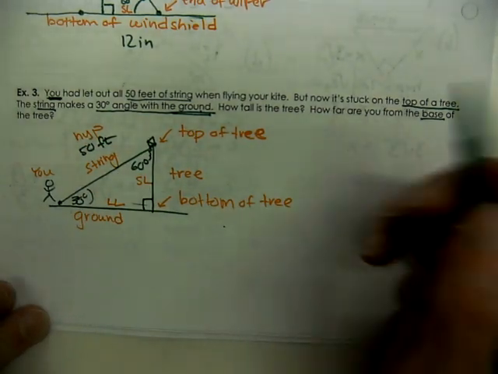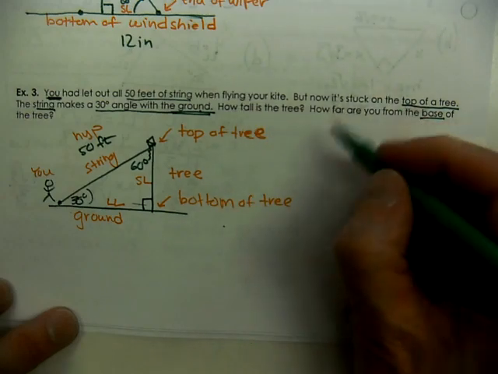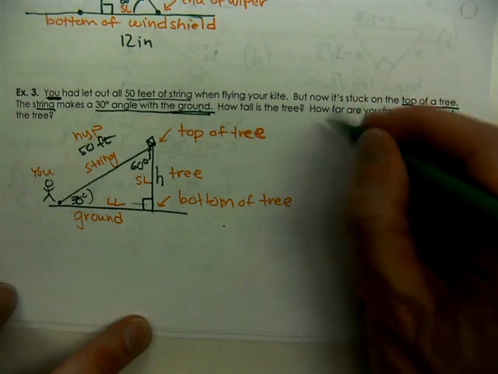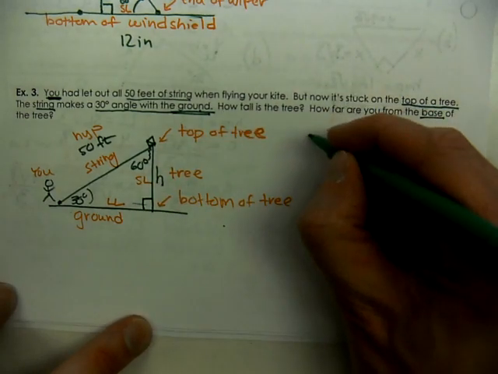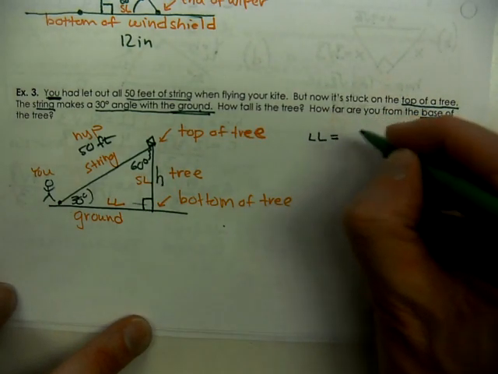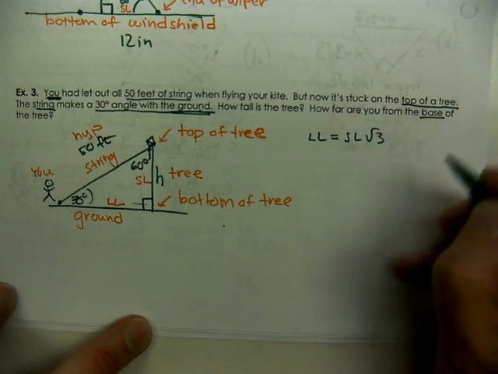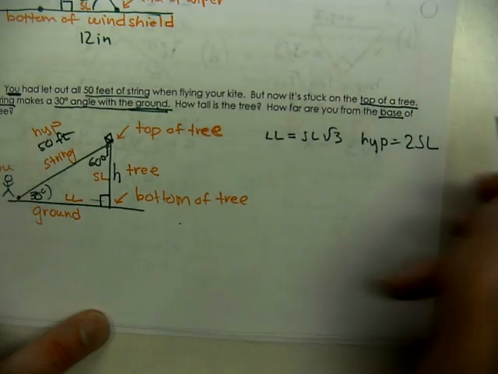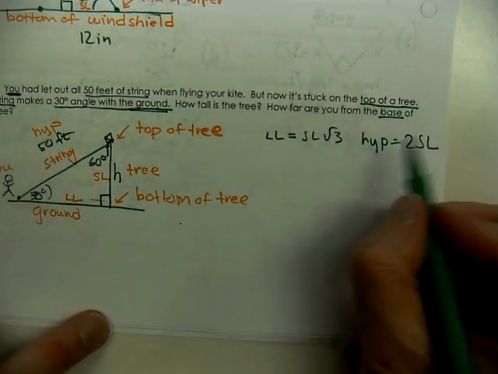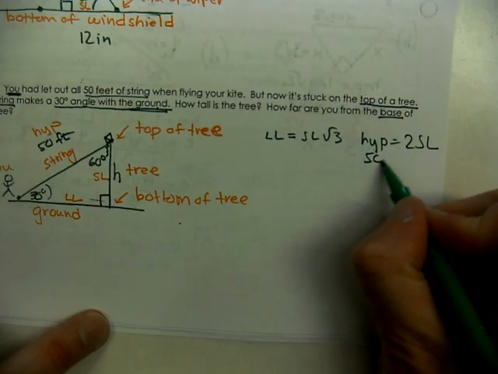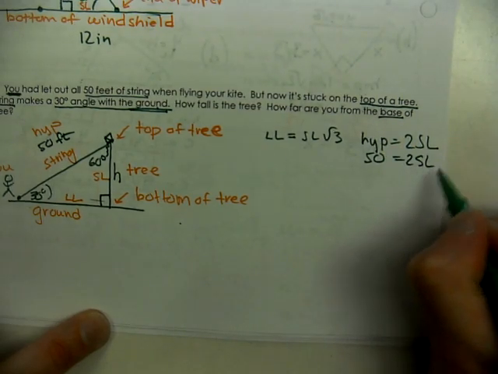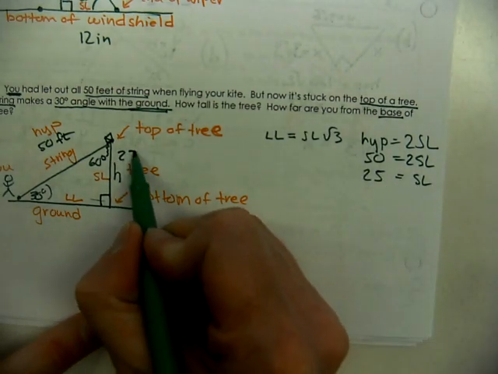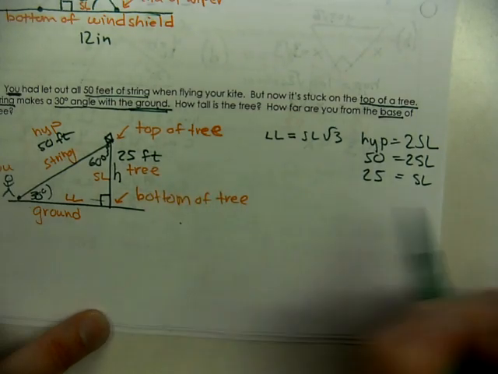We have everything labeled. The first question is, how tall is the tree? I'll call that H for height. It's also the height of the triangle. And so that's the short leg. So long leg equals short leg times root 3 is one of our formulas. And the other one is hypotenuse equals 2 times the short leg. Of course, we have information on the hypotenuse, so we'll start with this one. So 50 feet of string, divide away the 2, and that means our short leg is 25. So now we know the height of the tree is 25 feet.